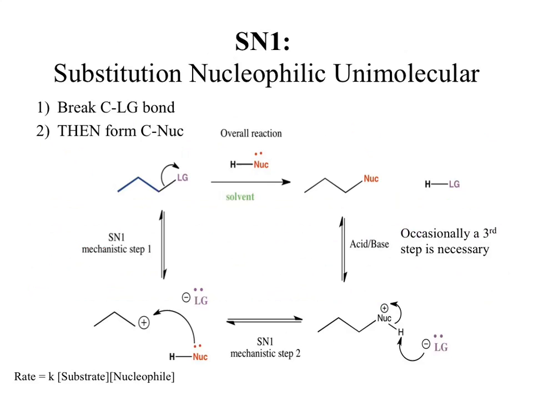You're breaking the carbon leaving group first, then you make the carbon nucleophile bond. So you end up getting multiple steps. Typically, you'll see an extra acid-base step in there. So we get step 1, breaking of the leaving group, our nucleophile coming in, making that bond, and then our leaving group coming and pulling off the hydrogen. Okay, so it's very generically drawn here. What's an important revelation in this mechanism?